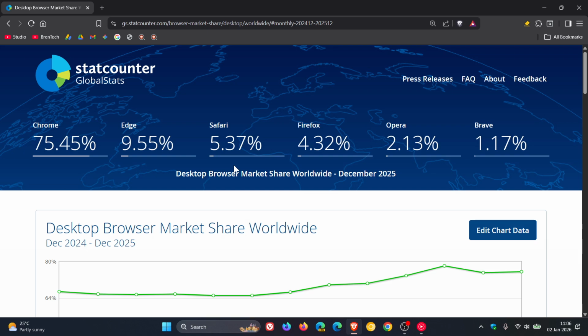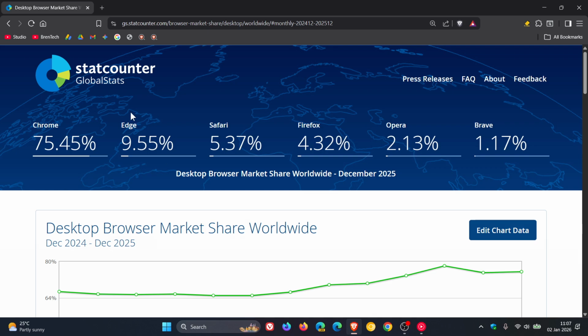Safari has increased, actually for the first time in quite some time, from 5.25% to 5.37%, keeping it still in third place. Microsoft Edge is not doing very well and has dropped from 9.95% in November to 9.55% in December last year. And as far as my memory serves me correct, Edge at one stage was just over 13% and is now sitting at 9.5%, give or take.